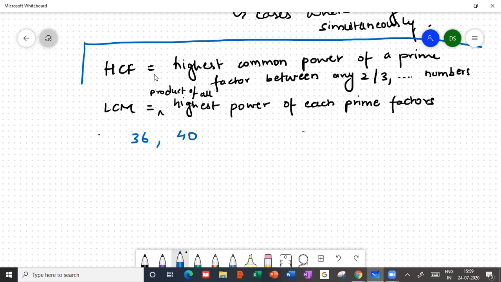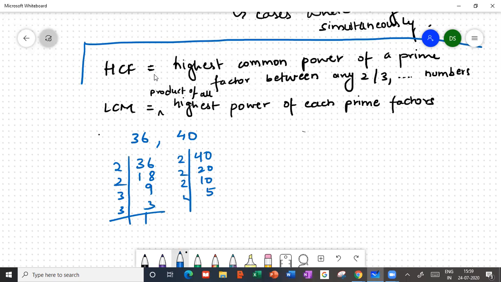Okay, so first I do prime factorization, right? And I get prime factors. Same I do for the other number. Correct? So now I'll write it here like this. So this is 2 square into 3 square. So this is generally how it's written. Ma'am, which question are you explaining? No, I'm not explaining any question. I'm just explaining how do you find HCF and LCM. I think few of them had some doubts.